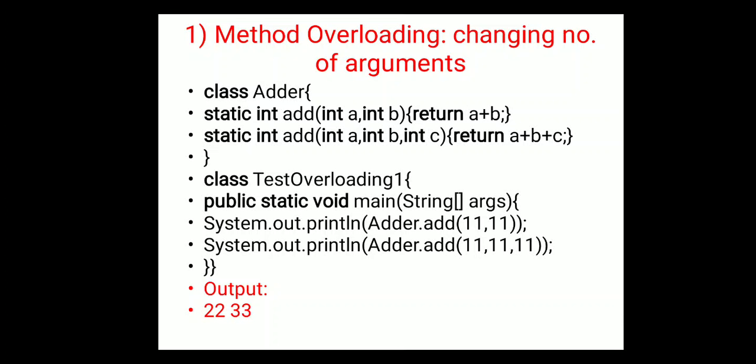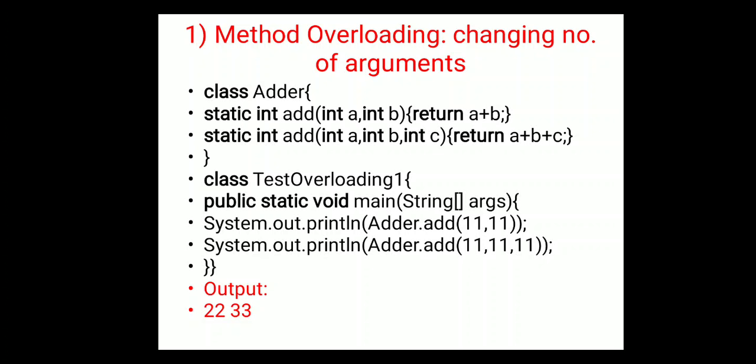In the TestOverloading1 class, in the second method call, add of 11 comma 11 comma 11, it has three parameters, or we can say three arguments. So immediately the second method of the Adder class will be called, that is add of int a comma int b comma int c. It is returning the value of a plus b plus c. So 11 plus 11 plus 11, the output is 33.